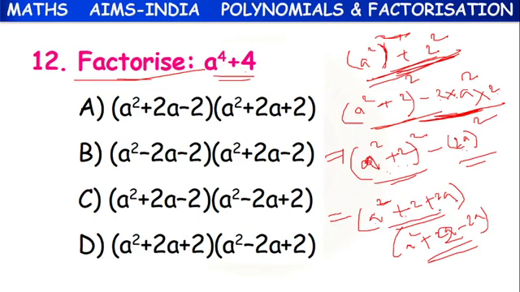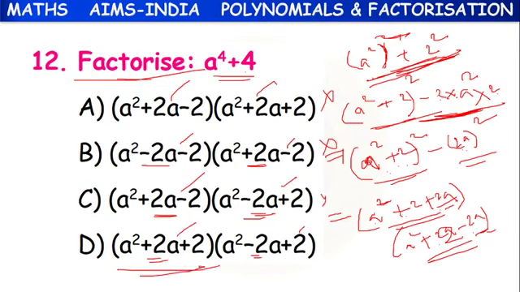So a square plus 2 plus 2a, a square plus 2 minus 2a. In the options, one has both plus 2a's, wrong. Another has 1 minus 2a, 1 plus 2a, but both are minus 2's, wrong. Another has 1 plus 2a, minus 2a, but 1 minus 2, 1 plus 2, wrong. So this, a square plus 2a plus 2, a square minus 2a plus 2. D option is the correct answer.